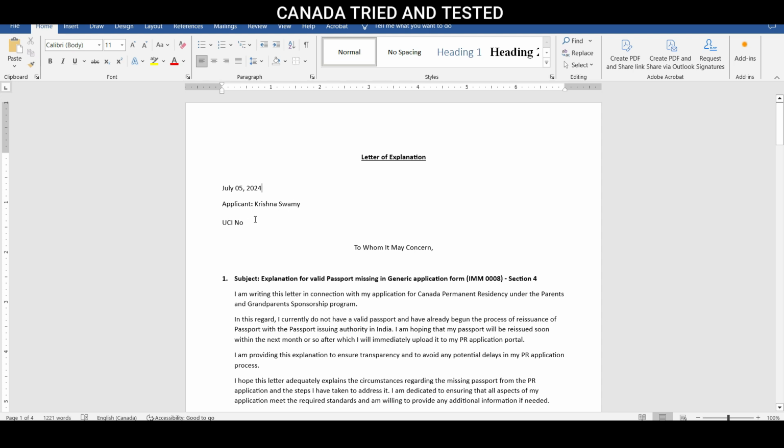And if a UCI number is there, I always make sure to make an entry. If the UCI number is not there and it is getting uploaded with the application, I just leave it blank, and then "To whom it may concern." This is the heading part of it.